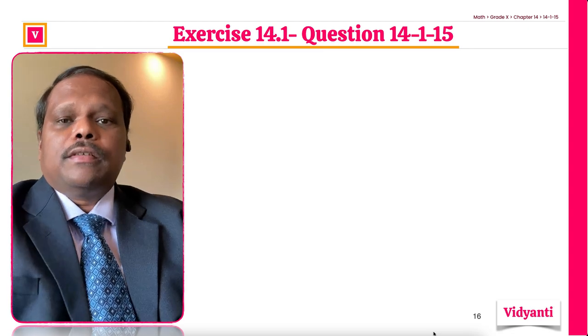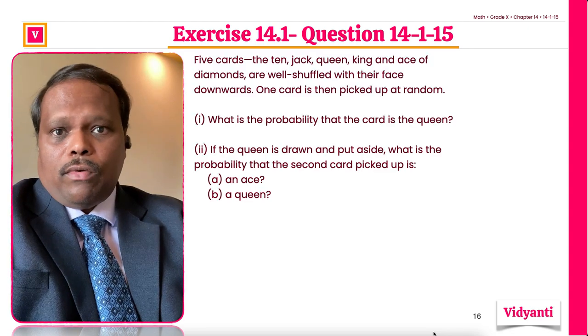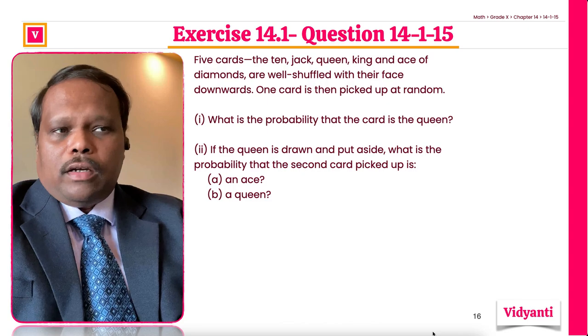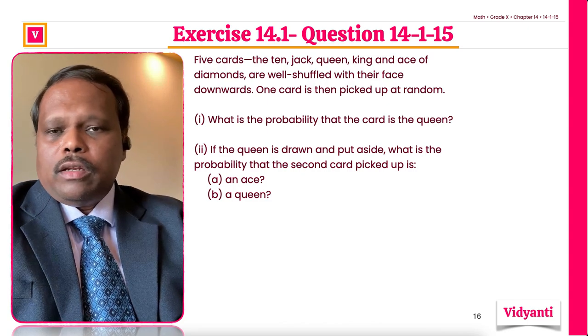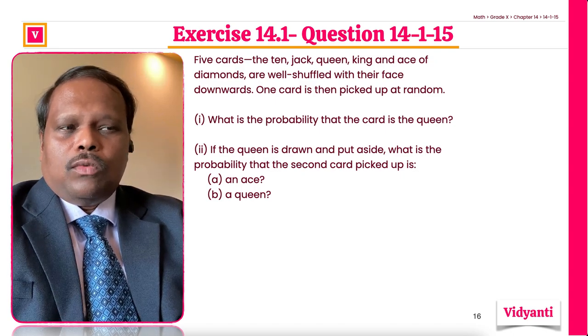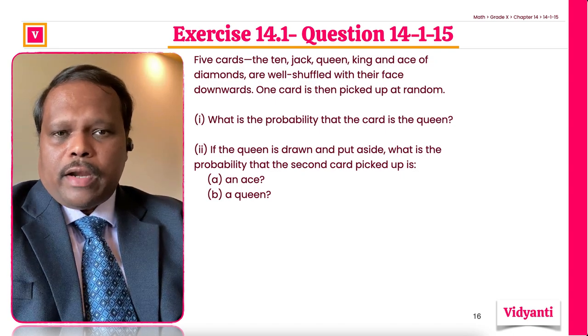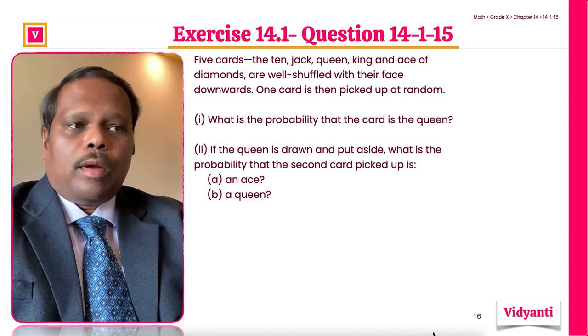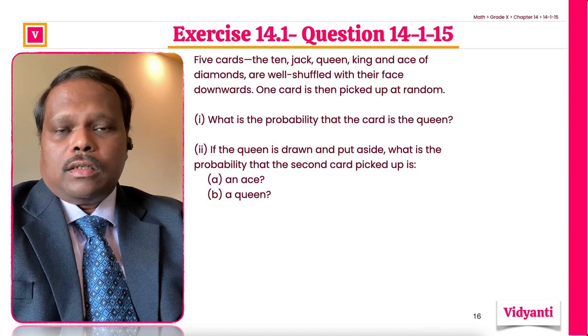In this exercise, question 14.1.15: five cards, the 10, Jack, Queen, King, and Ace of Diamonds, are well shuffled with their faces downwards. One card is then picked up at random. We are supposed to find the probability that the card is the Queen.